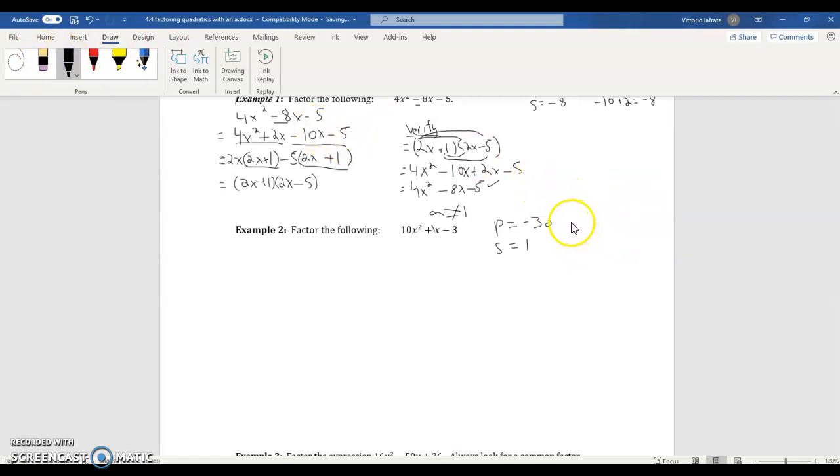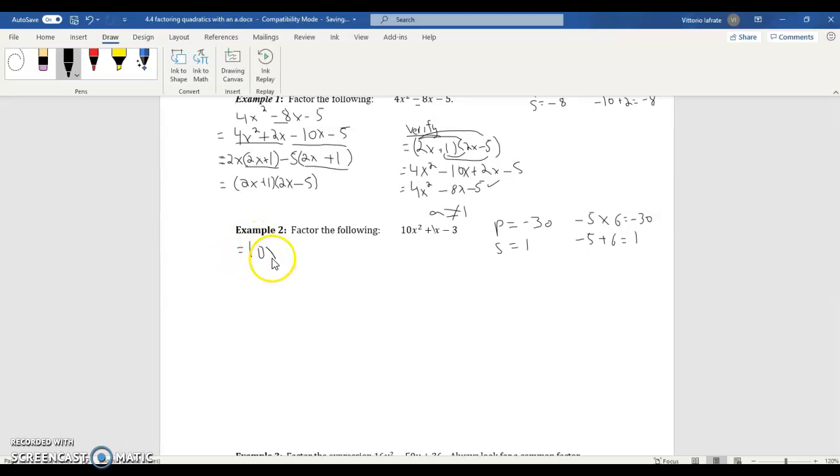We can try negative 5 times 6 instead. So let's switch our signs there. Negative 5 times positive 6 would give us negative 30. And then negative 5 plus 6 would give us 1. So negative 5 and 6, those are the numbers that we're going to go with. And so we're going to go with the process of decomposition.